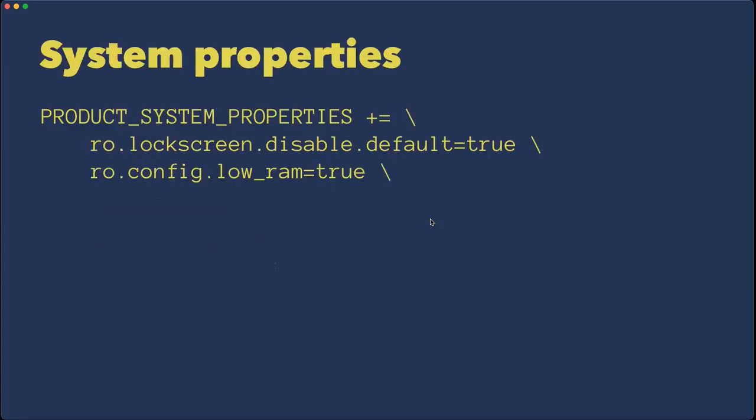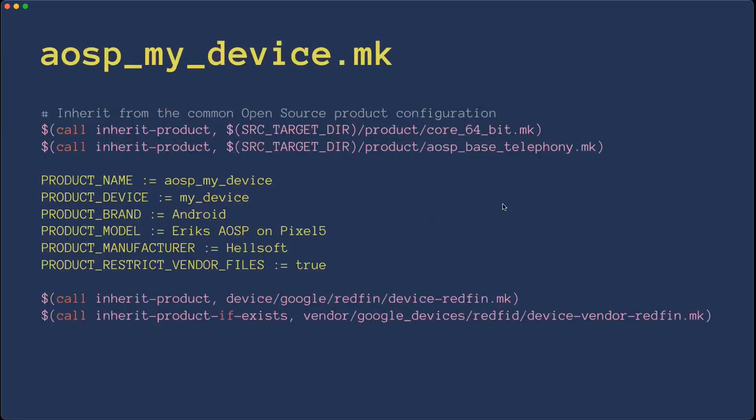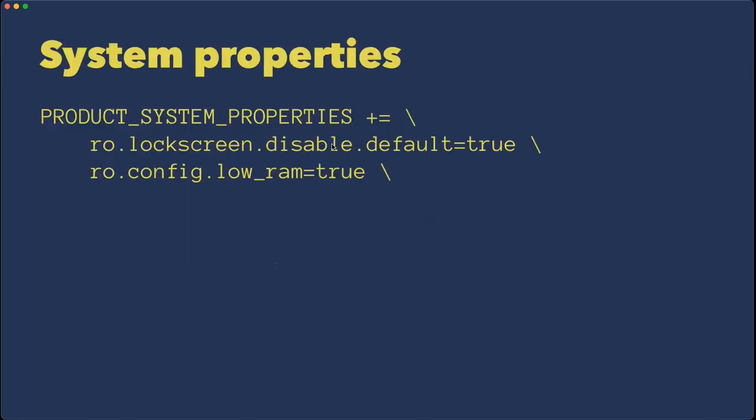The first thing you're probably going to do when you're working with a custom Android device is tweak the system properties. This is fairly well documented on source.android.com, but it's good to know about this. You have product system properties, and here you can just list this one. So this you include in the AOSP my device makefile. You can disable the lock screen, you can configure it for low RAM, etc. These are the system properties that you get when you run adb shell getprop.